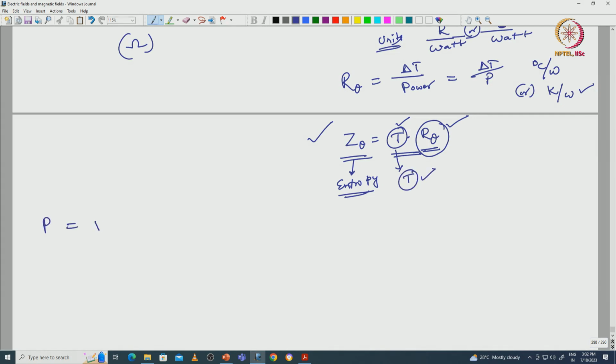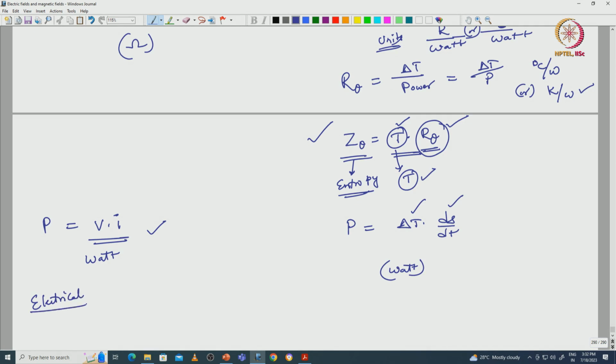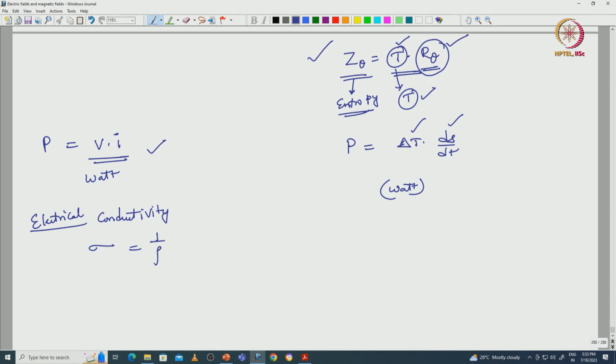Next, power. Power is equal to V into I. Here the units are watt with respect to the electric domain. In the thermal domain, power is equal to delta T into ds by dt, effort variable into flow variable, and the units are watt here also. And electrical conductivity, sigma is equal to 1 by rho, where rho is the resistivity of a material. The units are 1 by ohm meter. And thermal conductivity is represented with lambda, and the units are watt per meter Kelvin or watt per meter into degree Celsius.